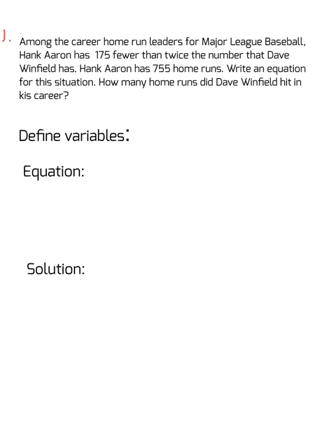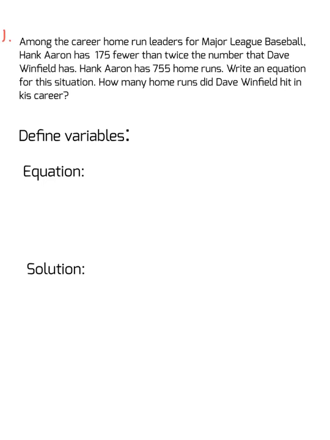It says, among the career home run leaders for Major League Baseball, Hank Aaron has 175 fewer than twice the number that Dave Winfield has. Hank Aaron has 755 home runs. Write an equation for this situation. How many home runs did Dave Winfield hit in his career?